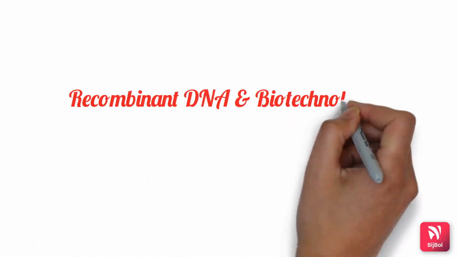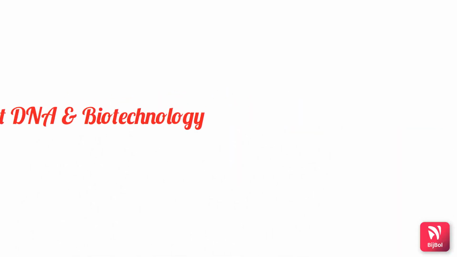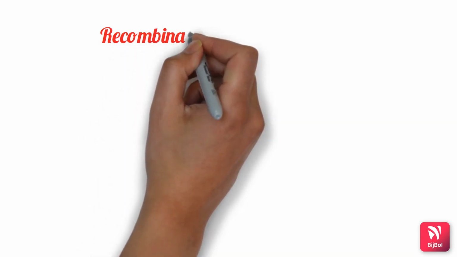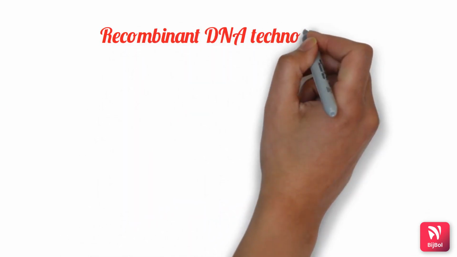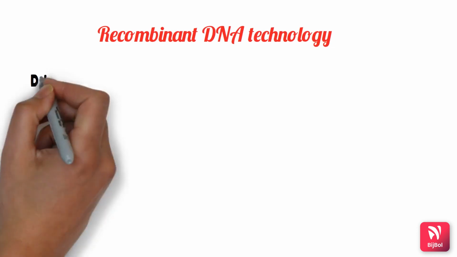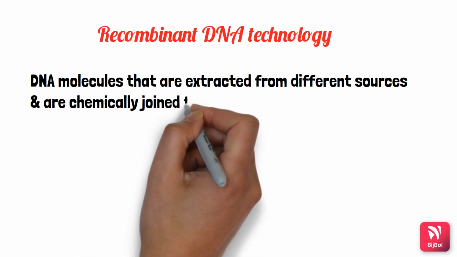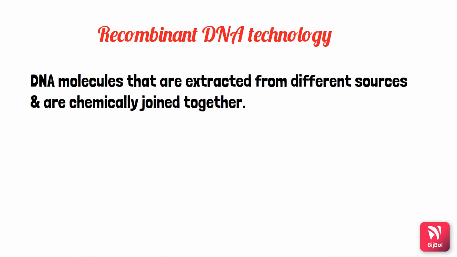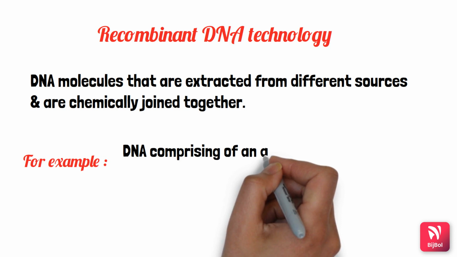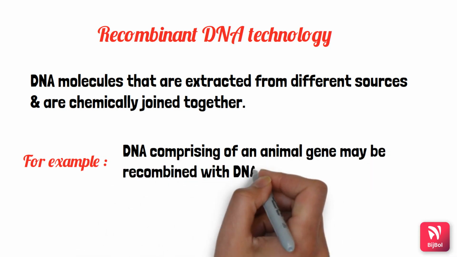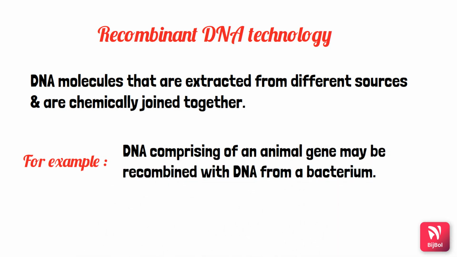Today's topic of discussion is recombinant DNA and biotechnology. First of all, let us have a basic idea of what exactly recombinant DNA technology is. In this technology, DNA molecules are extracted from different sources and then chemically joined together. So basically, two different DNAs are being joined together. For example, DNA comprising an animal gene may be recombined with the DNA from a bacterium. Animal gene and bacterial gene are extracted and joined together.